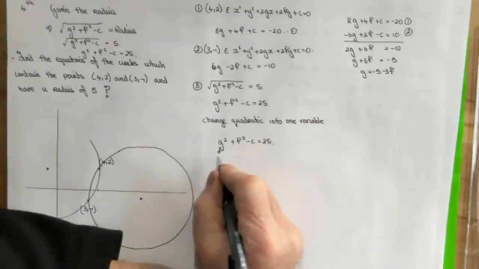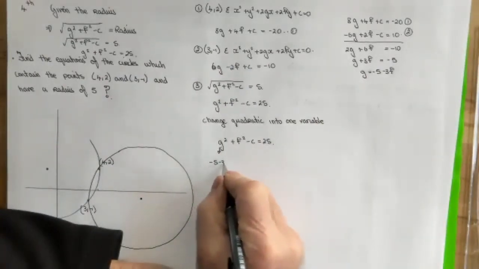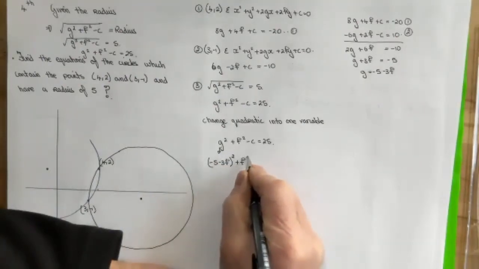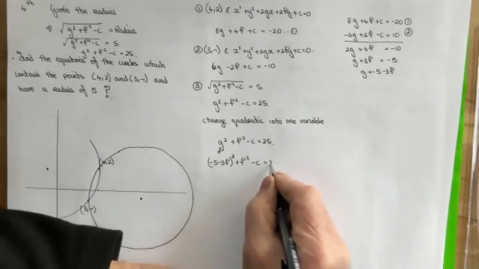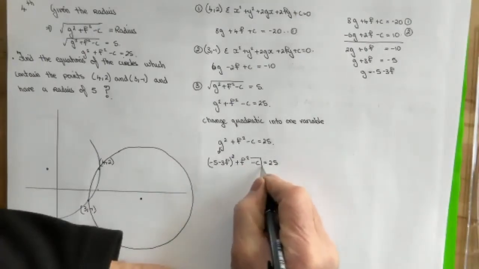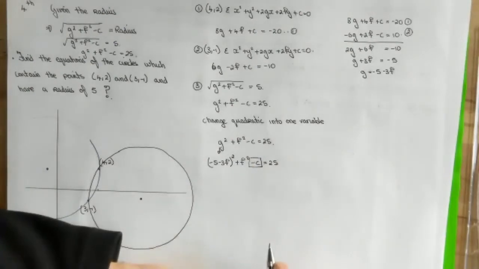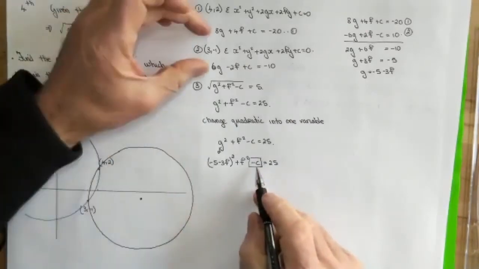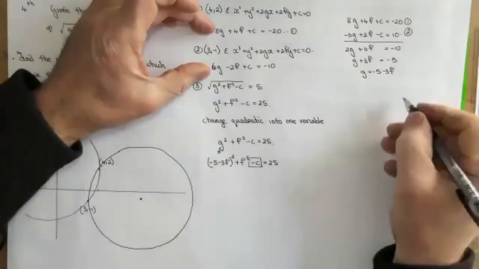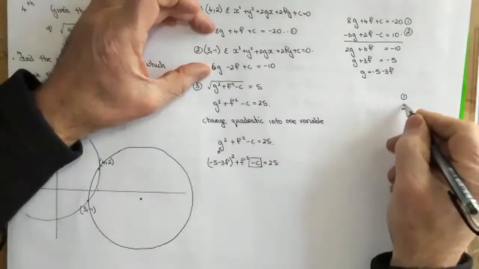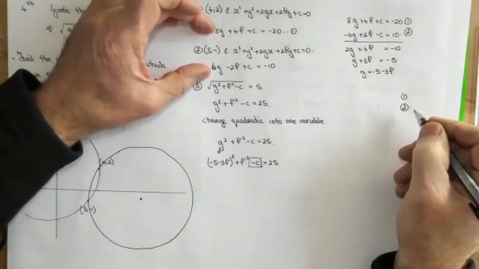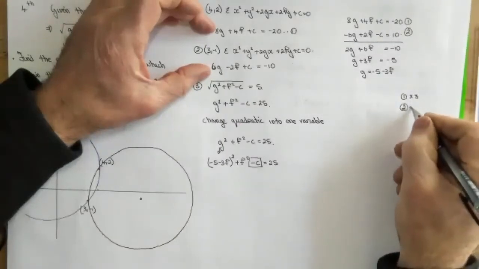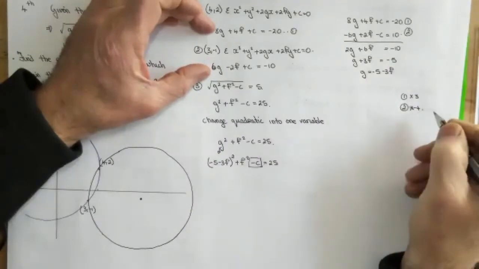So instead of that g, I'd have minus 5 minus 3f, all squared, plus f squared minus c is equal to 25. Now this minus c is the problem. I have to get c. So what's c in terms of f? I have to eliminate the g's. So between 1 and 2, I'll get rid of g. So I'll have to multiply 1 by 3 and that by minus 4.